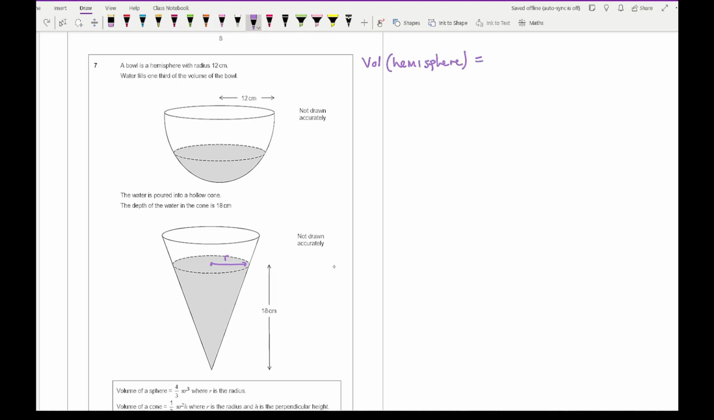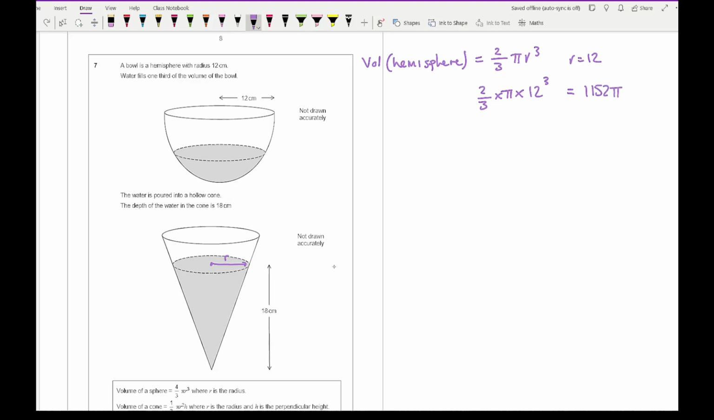So that's going to be half of that. So it's going to be 2/3 pi r cubed. We know that the radius is 12. So then what we've got is 2/3 times pi times 12 cubed. And if I work that out, I get an answer of 1152 pi.